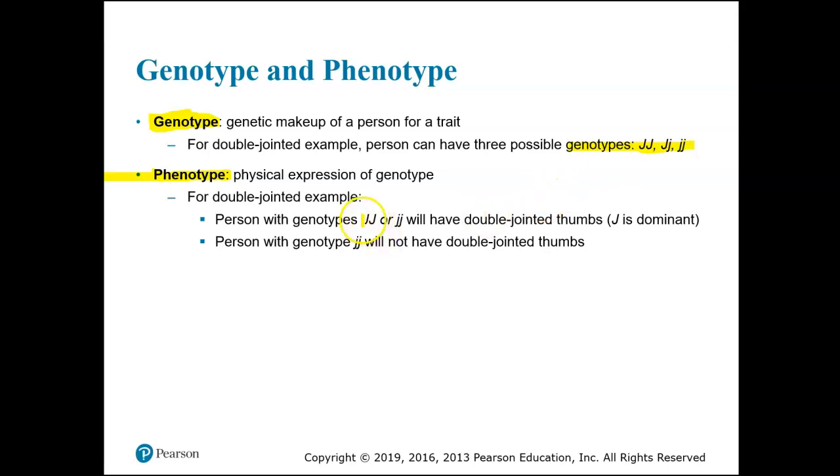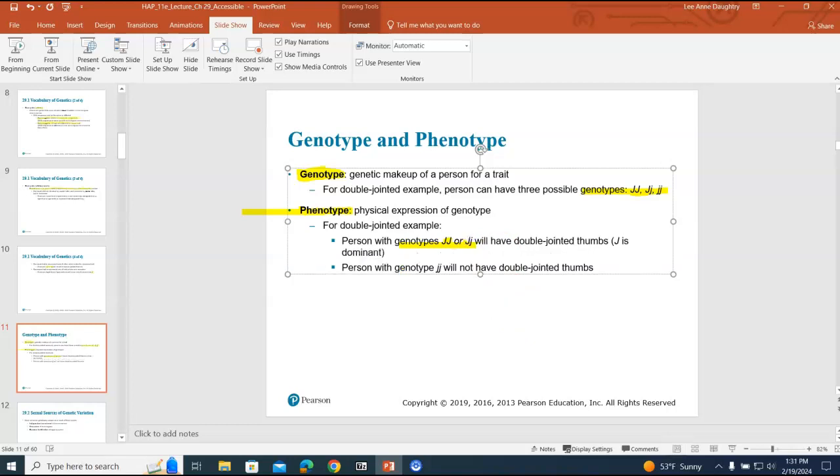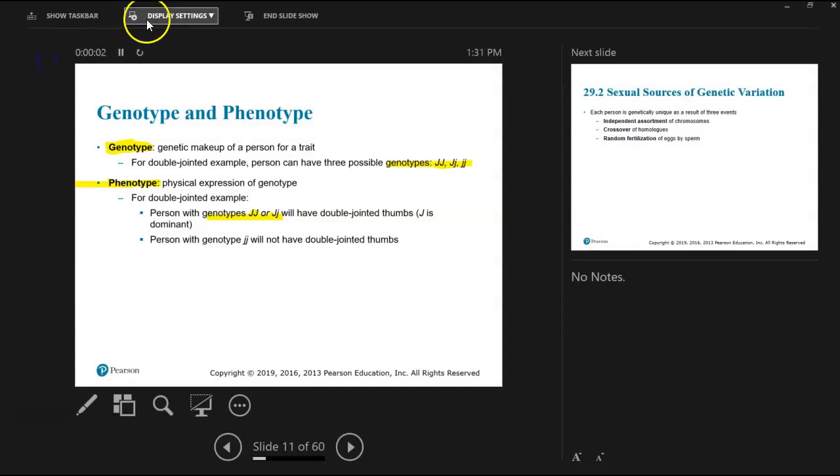If you have genotype big J, or little j, they made a mistake. Let me fix it. Can you guys see the mistake here? All right, so what we want to do is go up here to the little j and change that. It should be big J, little j. So if you are big J big J, or big J little j, you'll have double jointed thumbs because the big J is dominant. But if you're little j little j, you will not have double jointed thumbs.